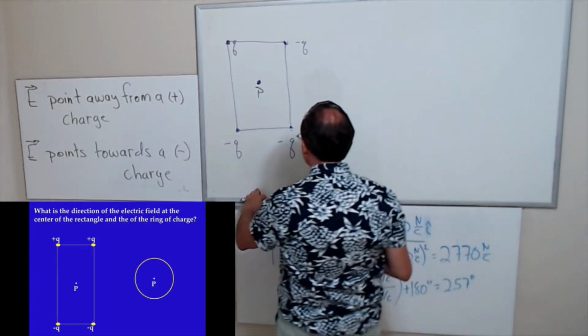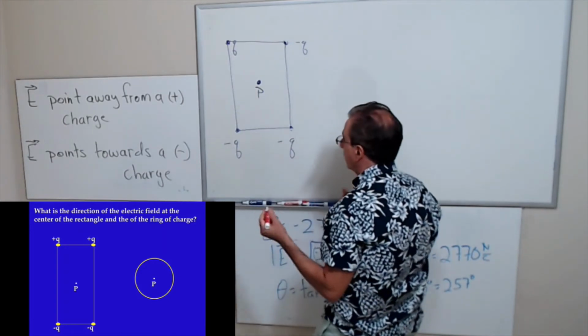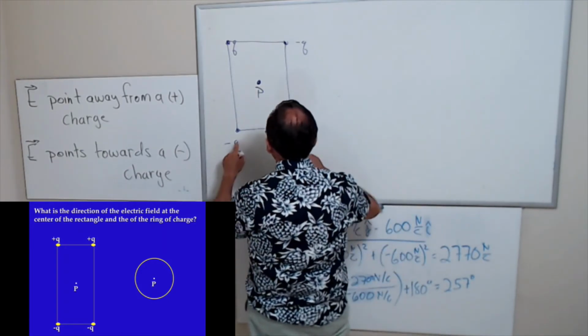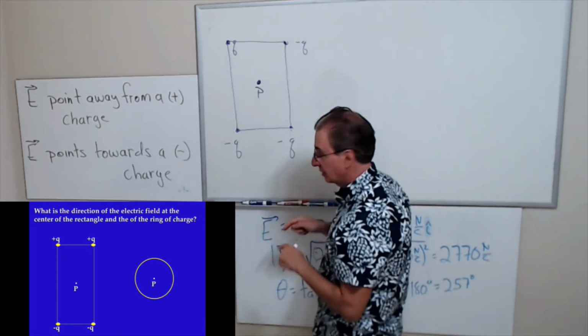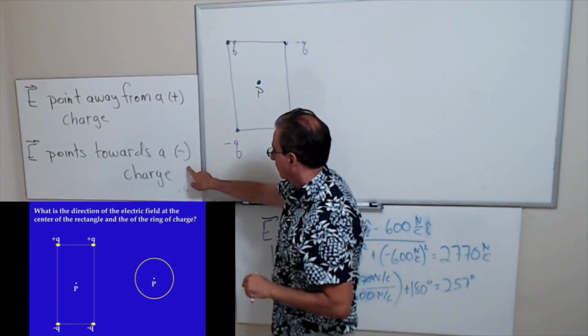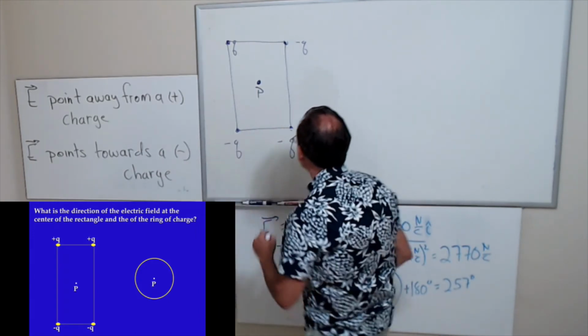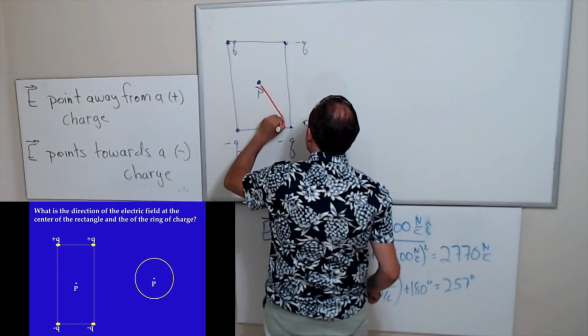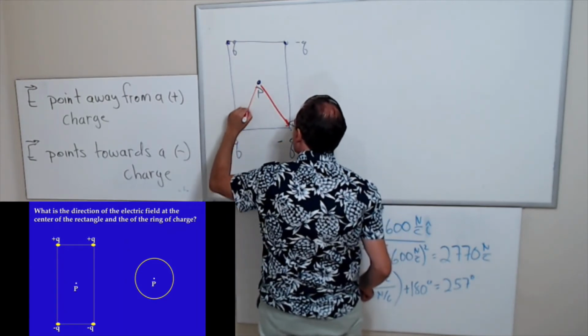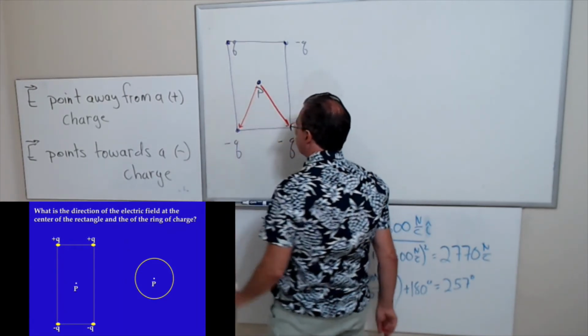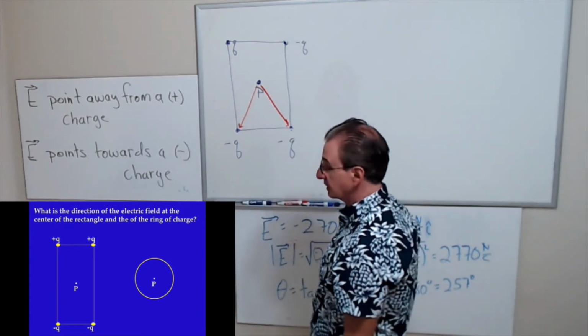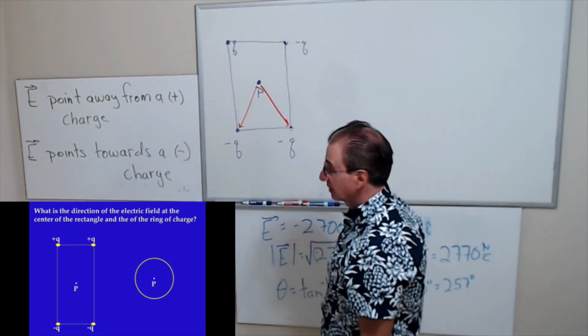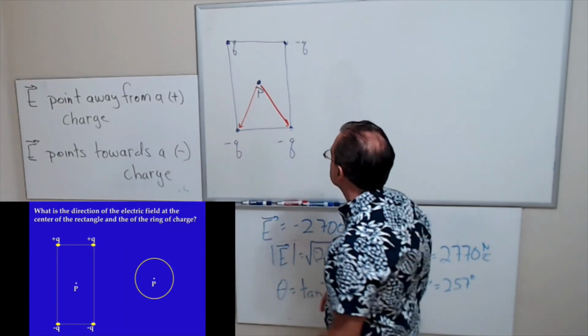So let me draw what the field line looks like. These are called field lines. For the negative charges, the electric field points toward the charge. For the positive charges, the electric field points away from the charge.